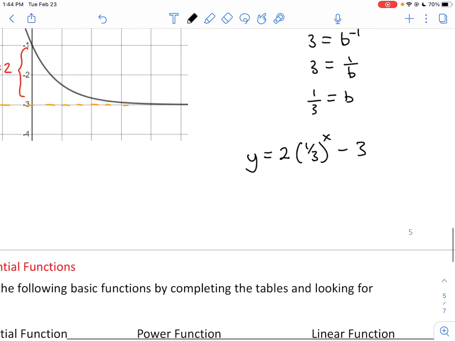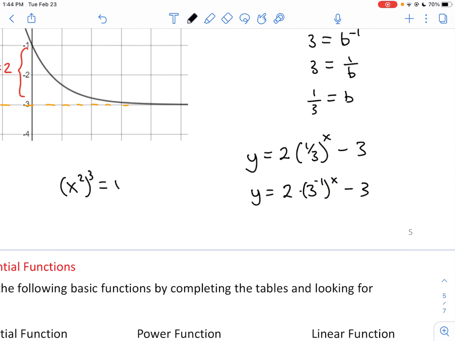Now, one thing that could be done to rewrite this in a slightly different way is to think of 1/3 as 3 to the -1. And then when you have a base 3 right here raised to a power, and then you raise all that to another power, you multiply the 2 powers together. Right? You might recall doing something like x squared, and then you cube that, you get x to the 6th. So another way to write your answer is 2 times 3 to the -x minus 3.